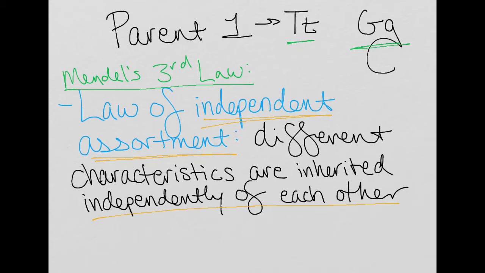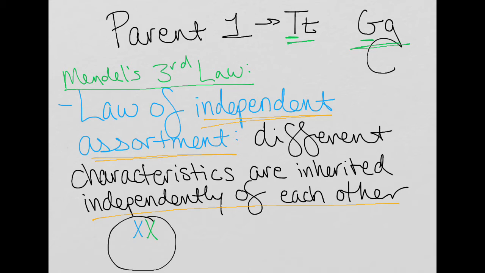This means that just because I have a capital T dominant gene does not necessarily mean that all the time that will go with the capital G allele. They will assort independently. The capital T could go with the lowercase g, etc. And this is related to when chromosomes line up during meiosis as the homologous pairs.